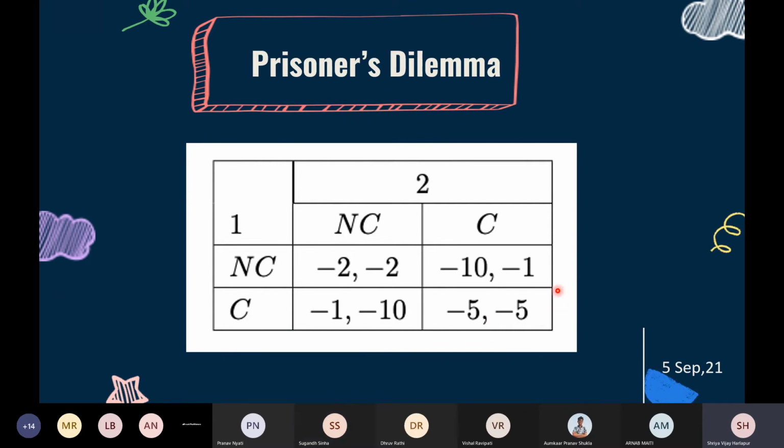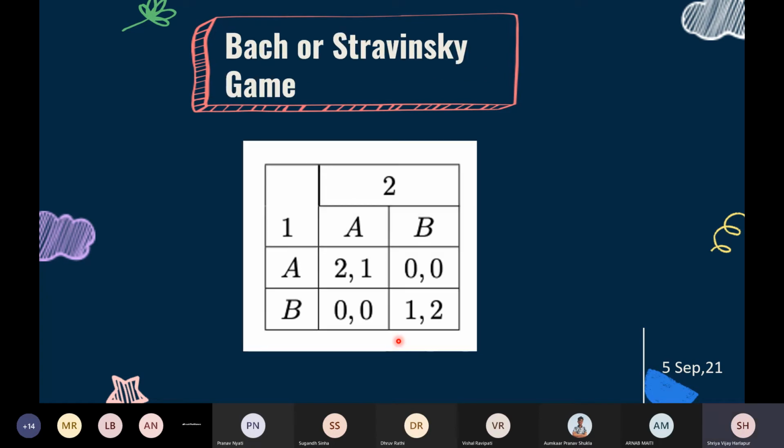Cool. So that was the prisoner's dilemma. If anyone else has any more questions before I move on to the next problem. All right, seeing none, we move on to the Bach or Stravinsky game.